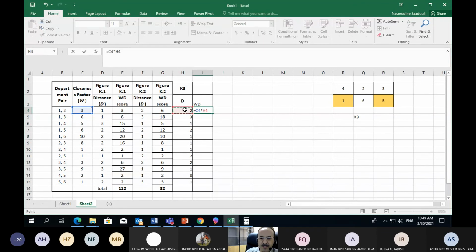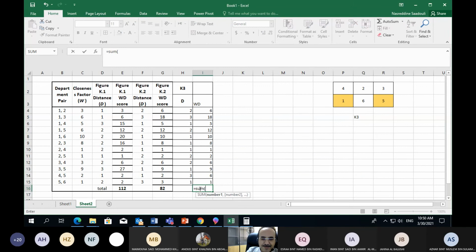Now, do you think that this plan will be better than the K2 or will be worse? Logically, I mean, we did it using some greedy approach, you know. Do you think it will be better or worse? That means, do you think it's going to have a total more than 82 or less than 82? I think less than 82. Probably. Well, let's find out.